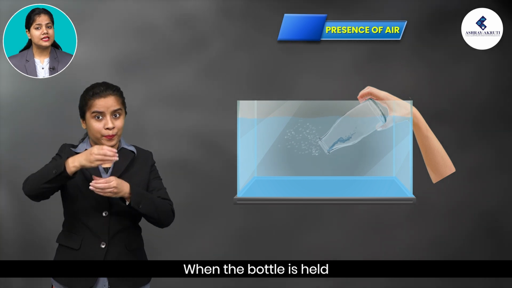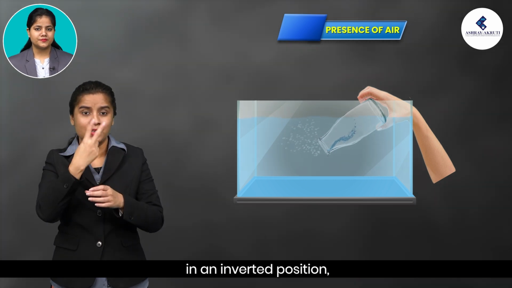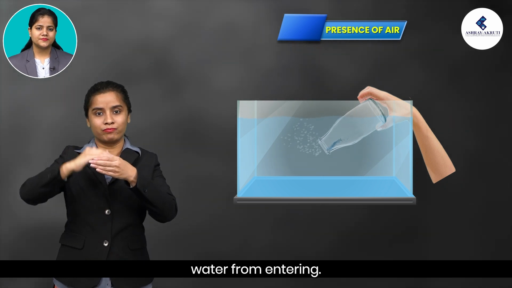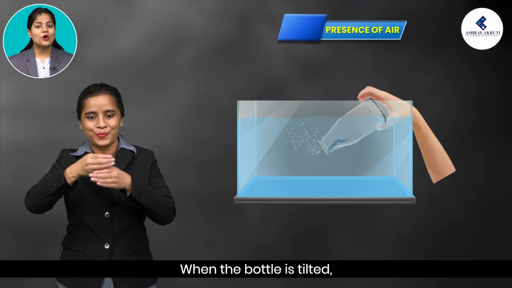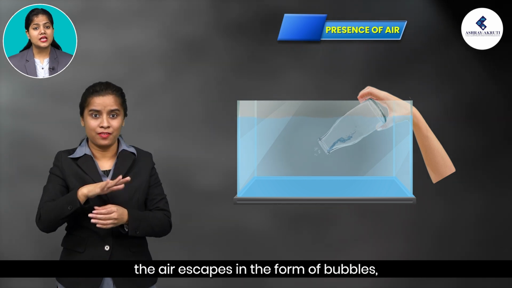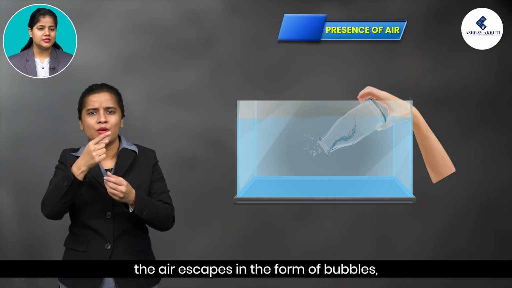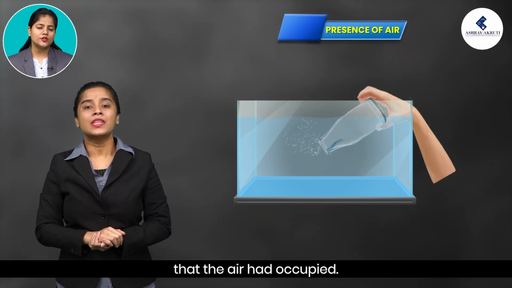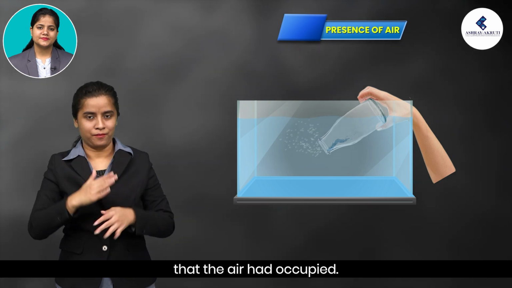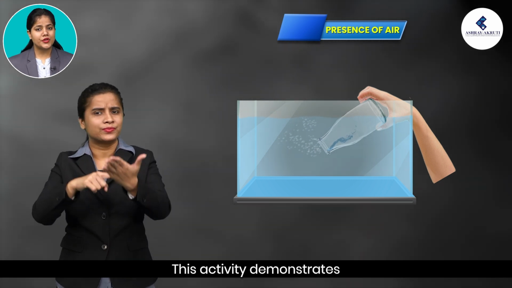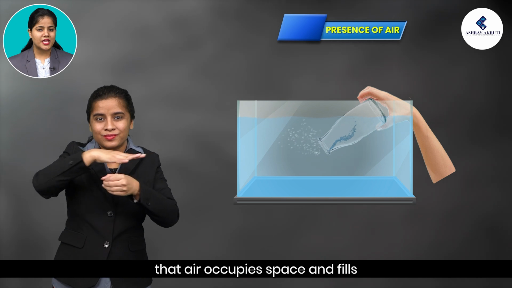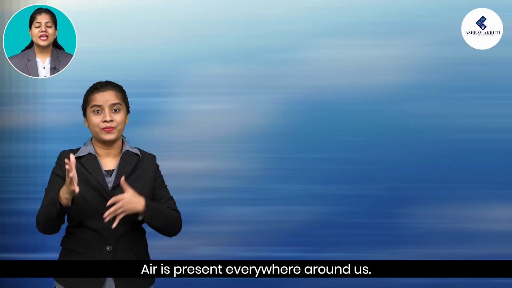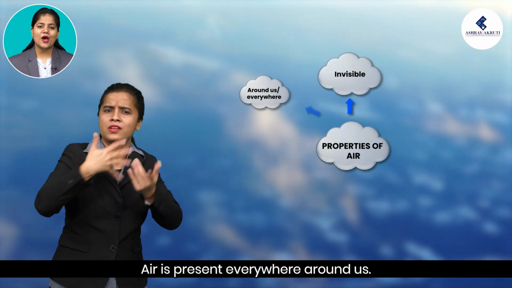When the bottle is held in an inverted position, the air inside prevents water from entering. When the bottle is tilted, the air escapes in the form of bubbles, allowing water to fill the space that the air had occupied. This activity demonstrates that air occupies space and fills all the space inside the bottle. Air is present everywhere around us.